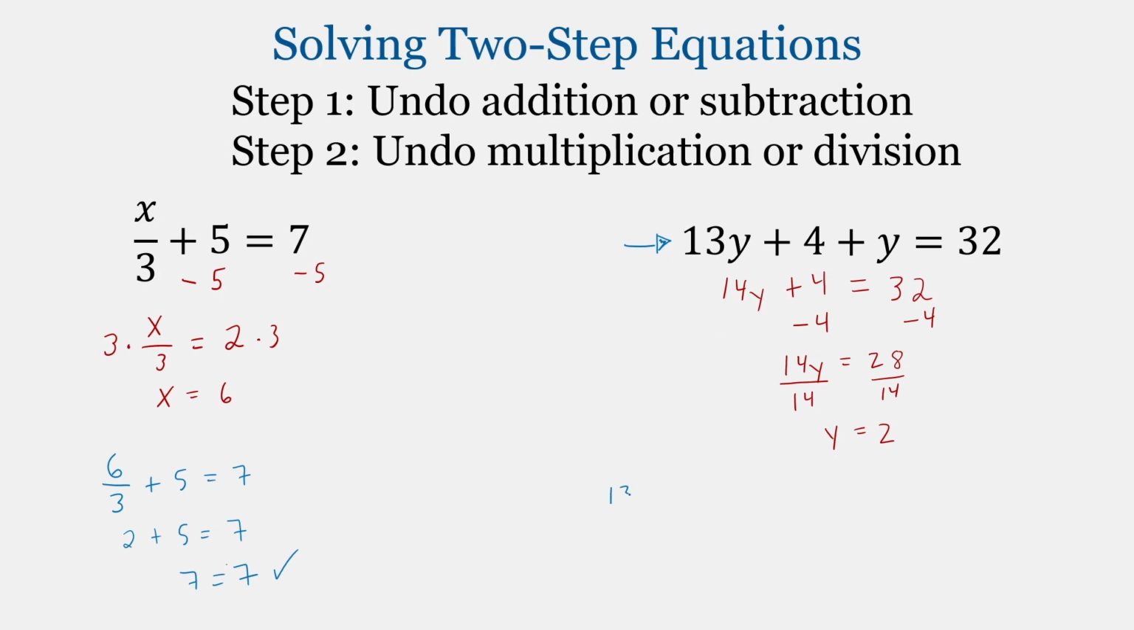So we have 13 times 2 plus 4 plus 2 equal to 32. 13 times 2 is 26, so 26 plus 4 plus 2 equal to 32. And then 26 plus 4 is 30, plus another 2 is 32, so 32 equal to 32.